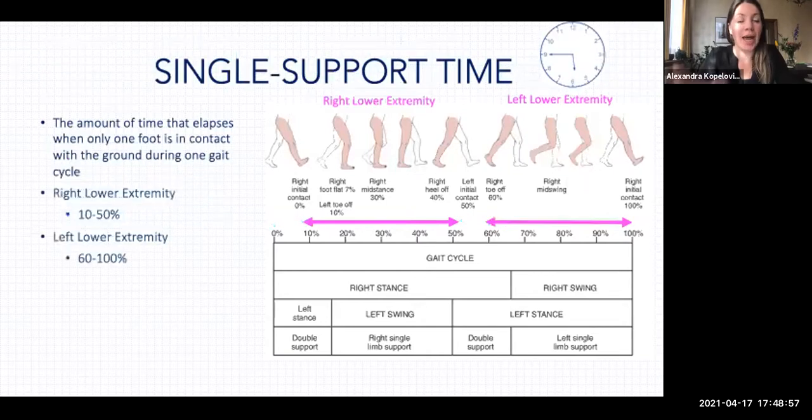Let's take a look at the single support time. Single support time, as we mentioned, is the amount of time that elapses when only 1 foot is in contact with the ground. So when you're only weight bearing on 1 foot. That starts from 10% of the gait cycle and ends at 50% of the gait cycle for the right lower extremity. And that's exactly what we will be looking at.